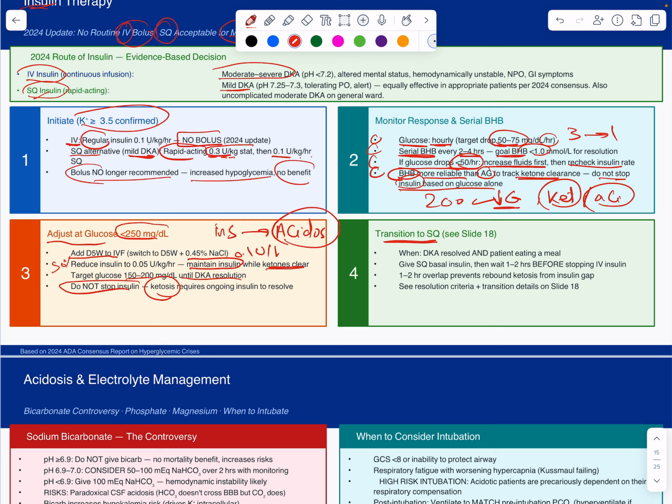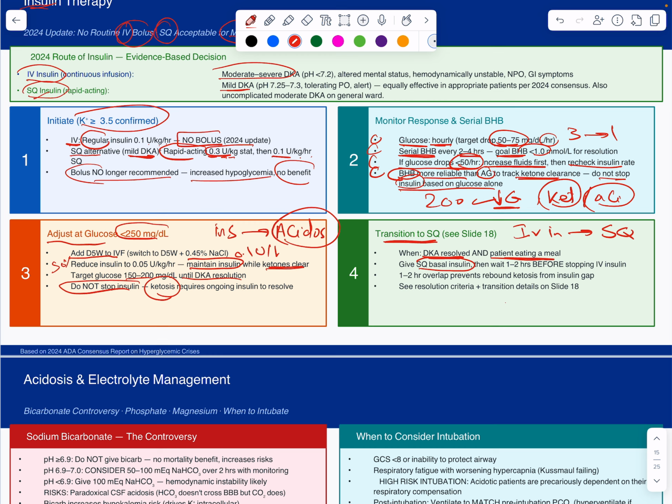When to transition to subcutaneous insulin? We'll transition from IV insulin to subcutaneous when there is resolution. So you got the glucose down, you got the ketosis cleared, and the acidosis resolved. So the DKA has to be resolved, and the patient is eating already. Because if you switch and the patient is not eating and you stop the IV fluid with the dextrose, they can get hypoglycemic. So we'll give subcutaneous basal insulin, then wait 1 to 2 hours before stopping IV insulin.